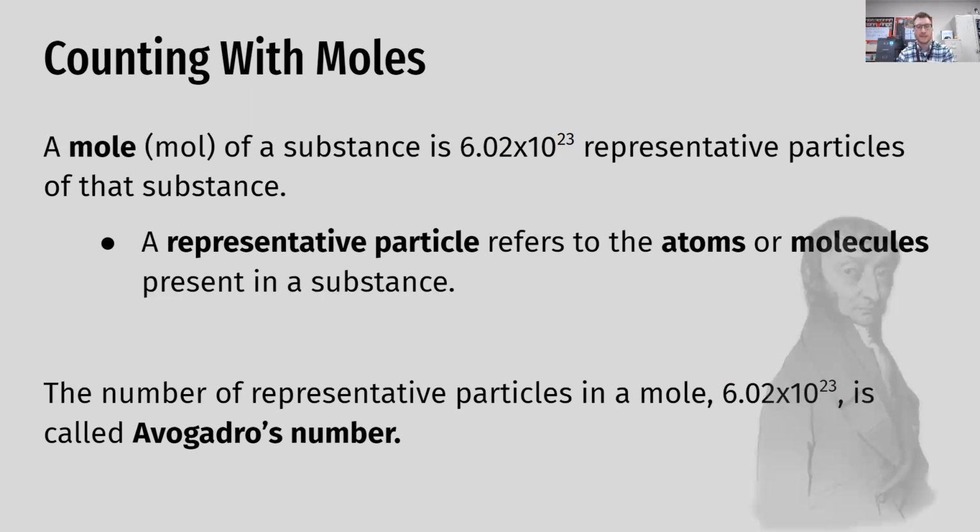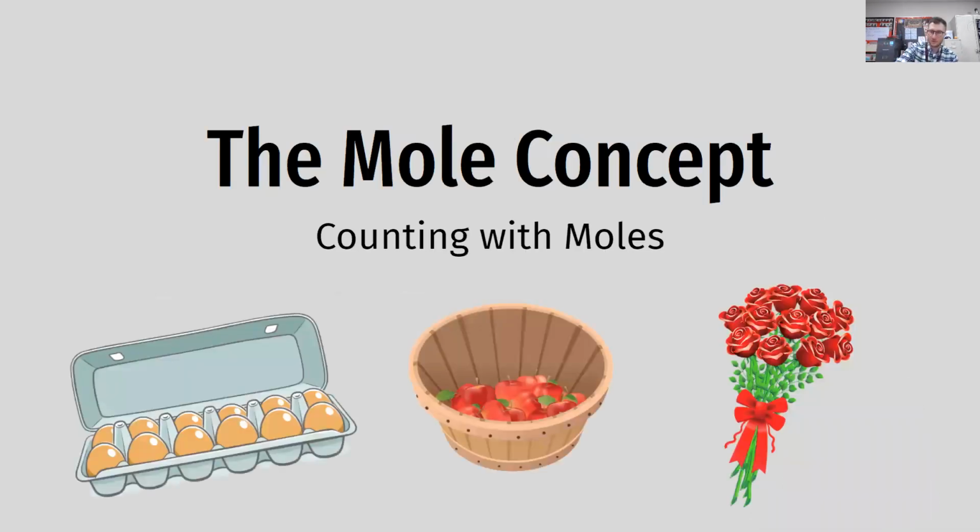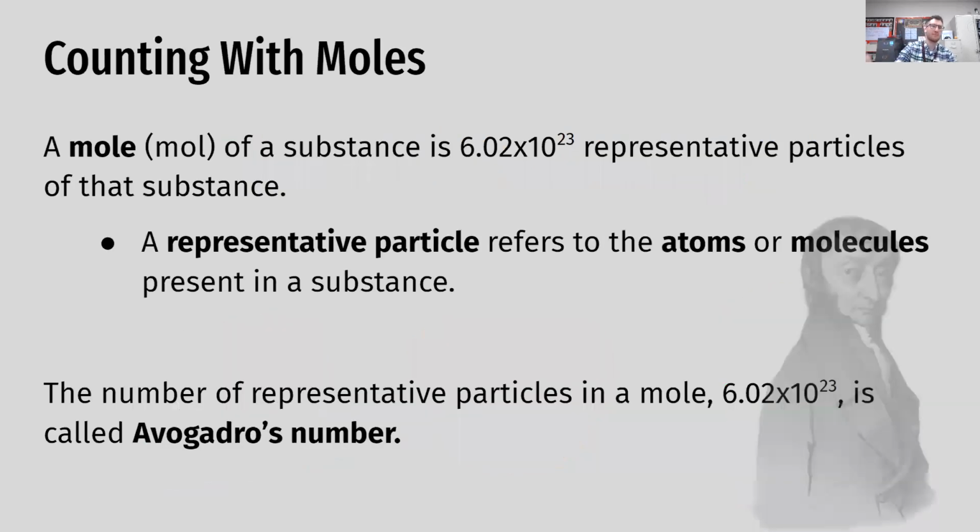So it makes sense that instead of us counting individual atoms until forever, it seems, it makes sense to just say a mole. And just like we say a dozen eggs or a dozen apples or a dozen roses, essentially the mole is our chemistry dozen, except it doesn't represent 12, it represents this absolutely massive number.